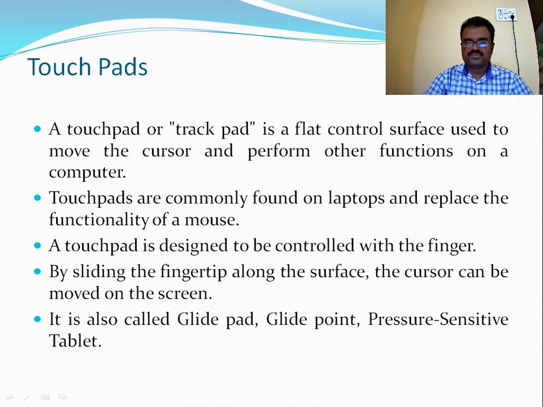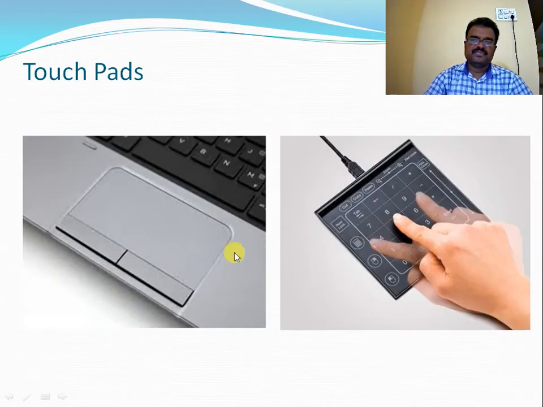So the functionality of the mouse is incorporated there itself with the help of touchpads. A touchpad is designed to be controlled with the finger. By sliding the fingertip along the surface, the cursor can be moved on the screen. It is also called a glide pad, glide point, or pressure sensitive tablet. So all the mouse functions can be carried out by this touchpad on the laptop. Because there is no provision for external fitting of a mouse or keyboard to the laptop, the mouse functions must be included with the help of the touchpad.